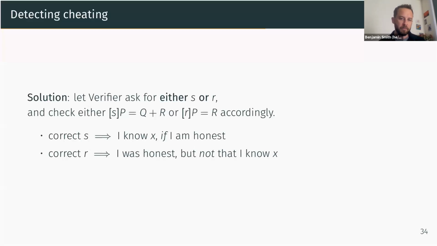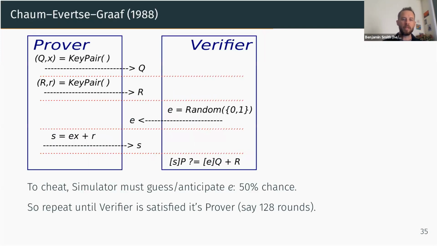If they ask for R and it's correct, then that means that the prover wasn't messing around, like the simulator really was the prover all along. They really knew R. So that means there was no cheating going on, but it doesn't prove that they know X because S was not involved this time. So you can either be convinced about X, but not honesty. So identity without honesty, or honesty without identity, but not both at the same time.